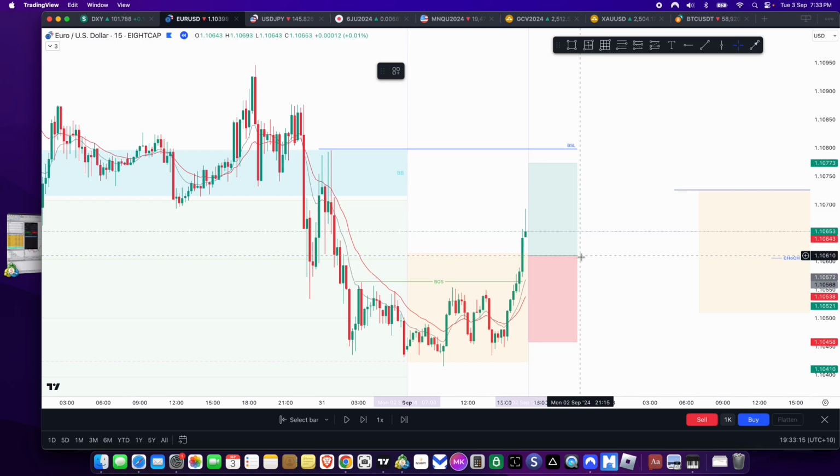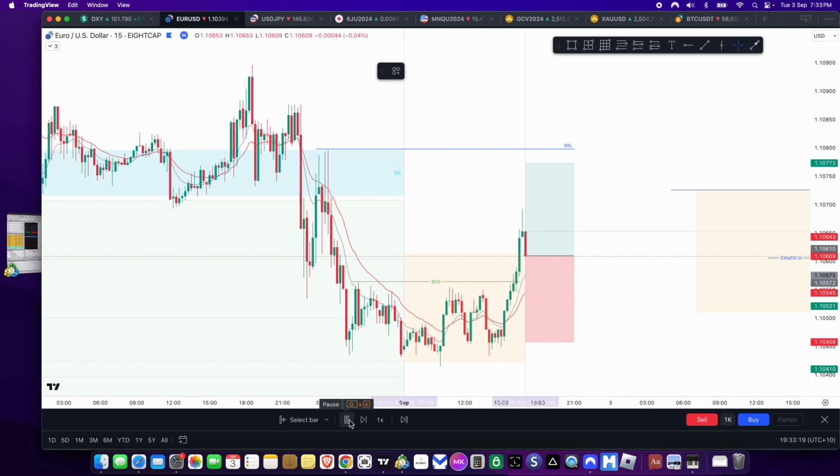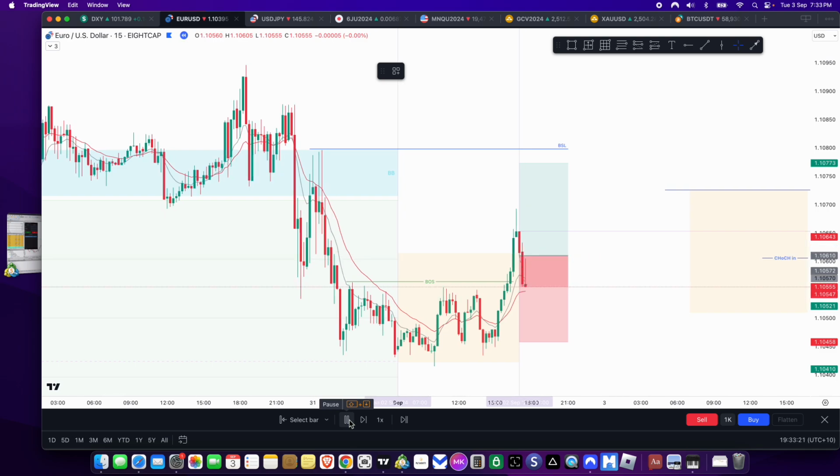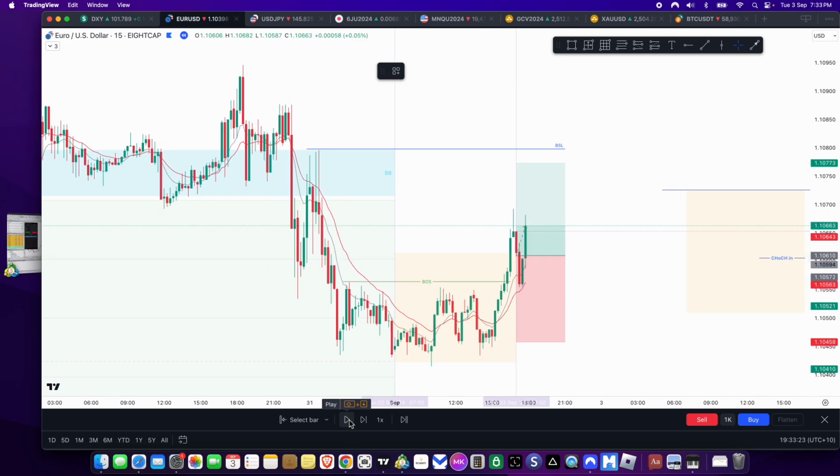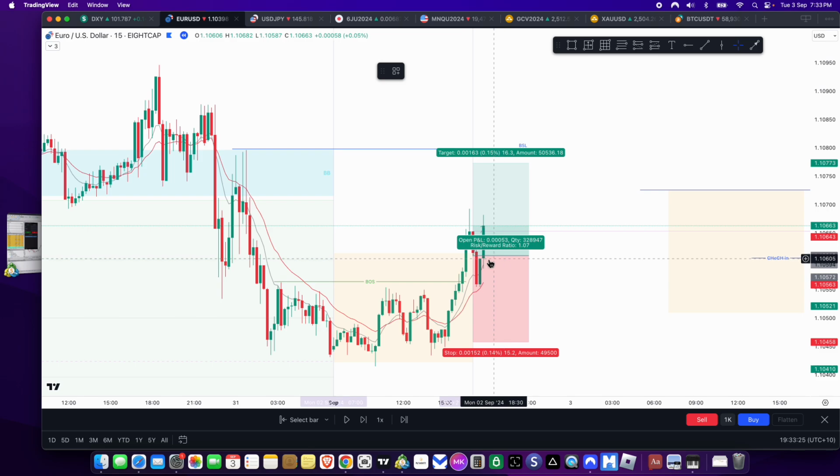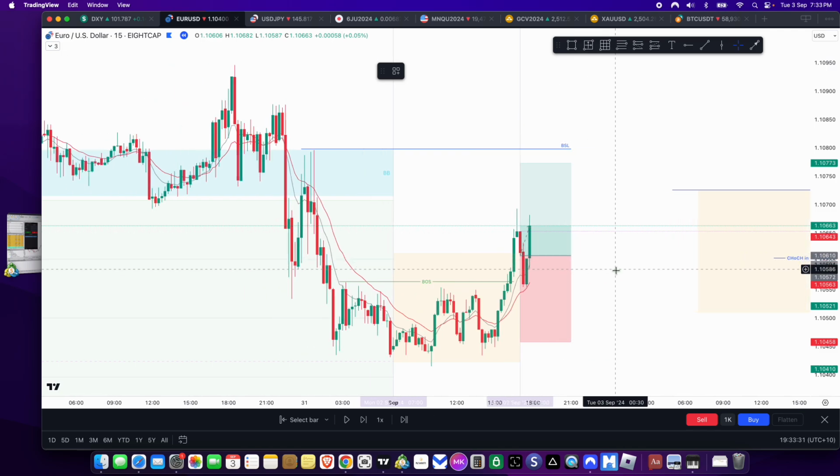So I set an order, I will see what happens, we'll continue to play. So price pulls back into this area, and then I entered just above this candle here, the small green one. So all of a sudden, at this point we're in profit.